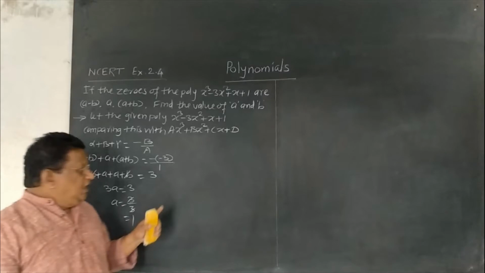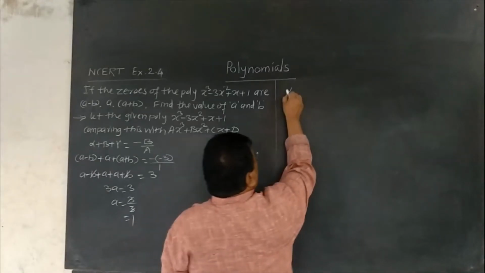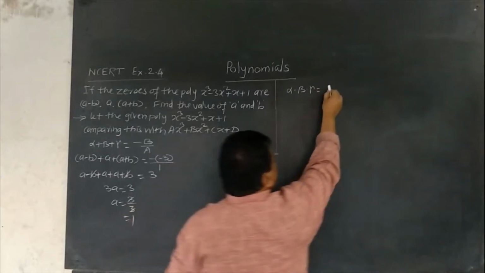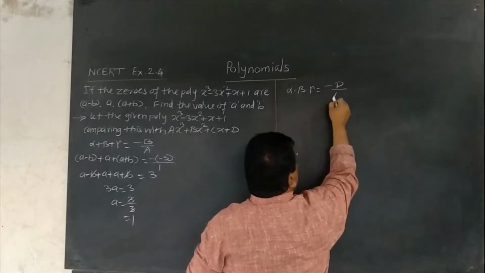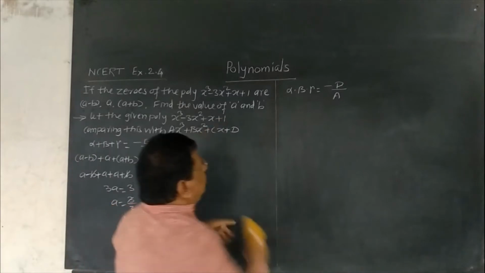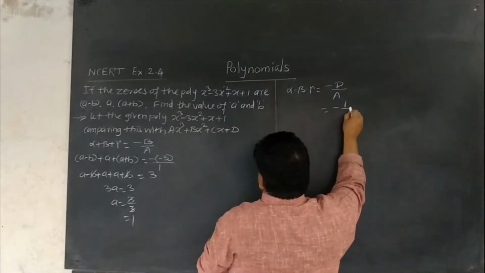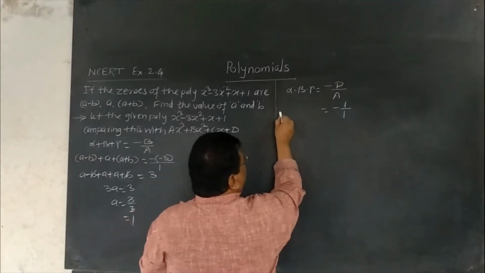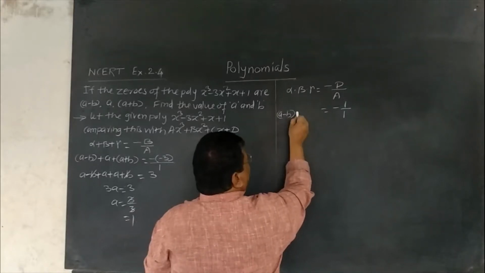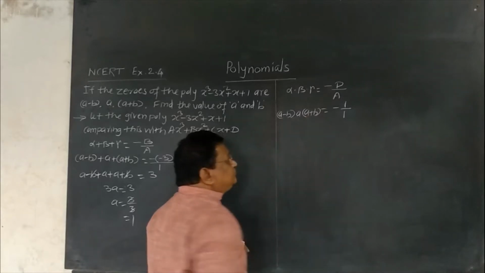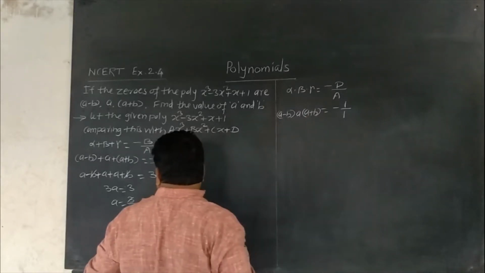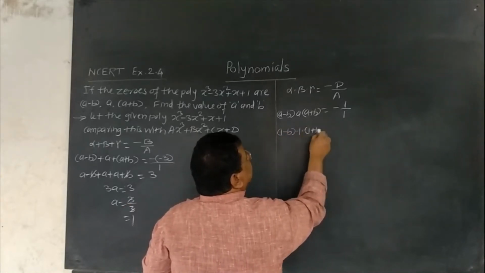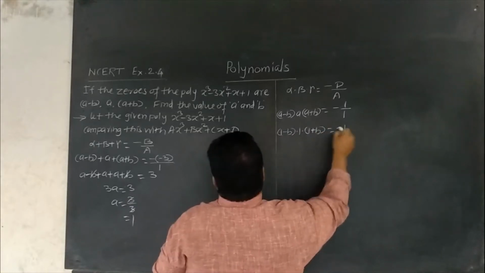Now next, we know alpha into beta into gamma is equal to what? Minus d upon a. Minus d, d is what? 1. So that is minus 1 upon a. But alpha plus beta plus gamma means what? A minus b into a into a plus b. Now substituting the value of a, that is 1. So 1 minus b into 1 into 1 plus b is equal to minus 1.